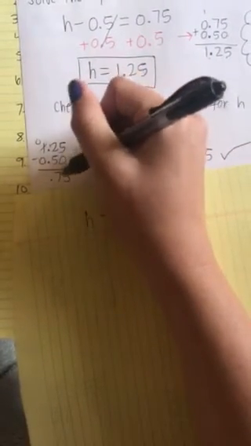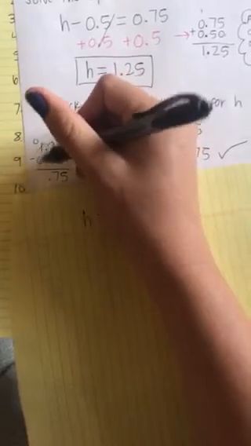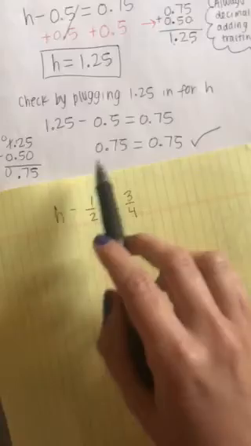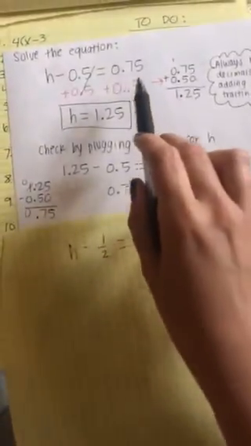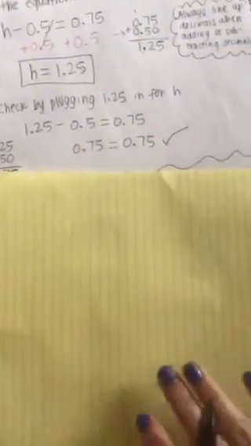1.25 minus 0.5. 5 minus 0 is 5. We can't do 2 minus 5, so we have to borrow. 12 minus 5 is 7. 0 minus 0 would be 0, so bring down the decimal. 0.75 equals 0.75. Check, we got it correct. Now I want you to go ahead and try our next one.